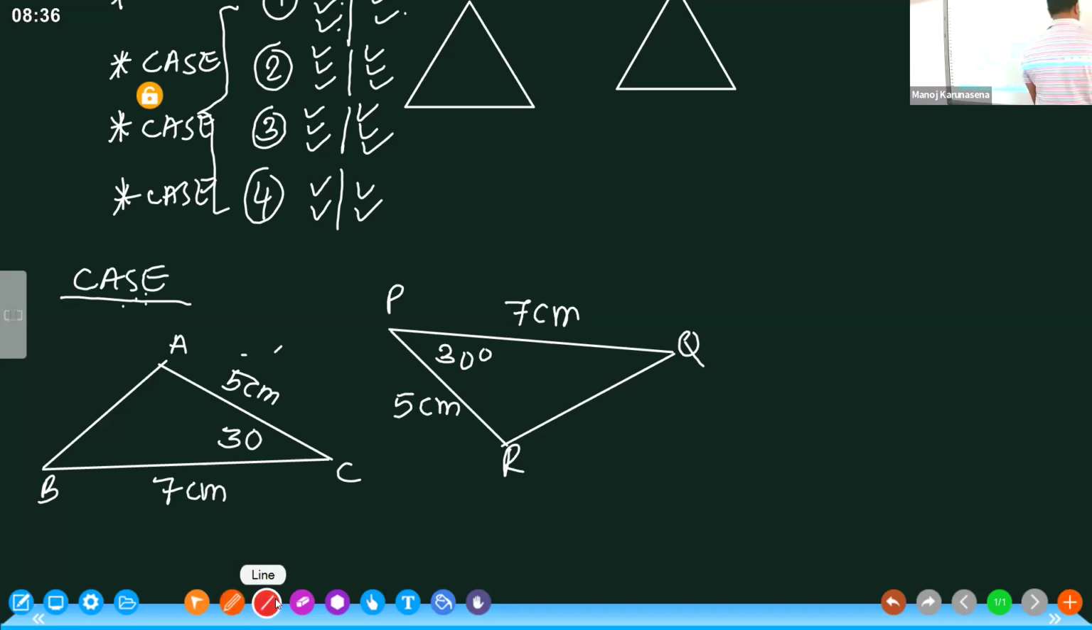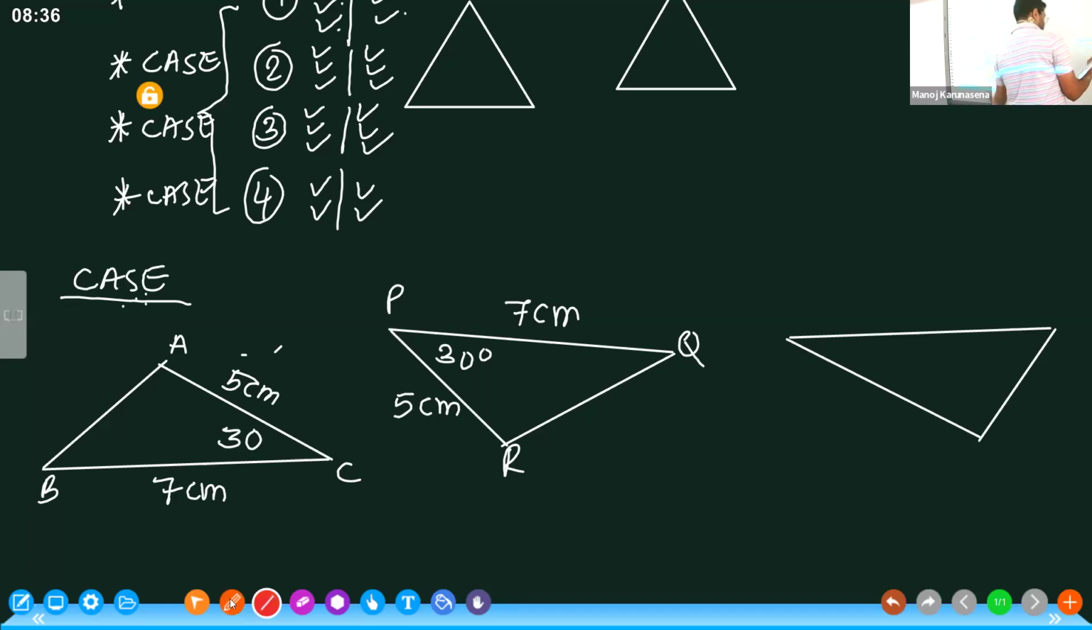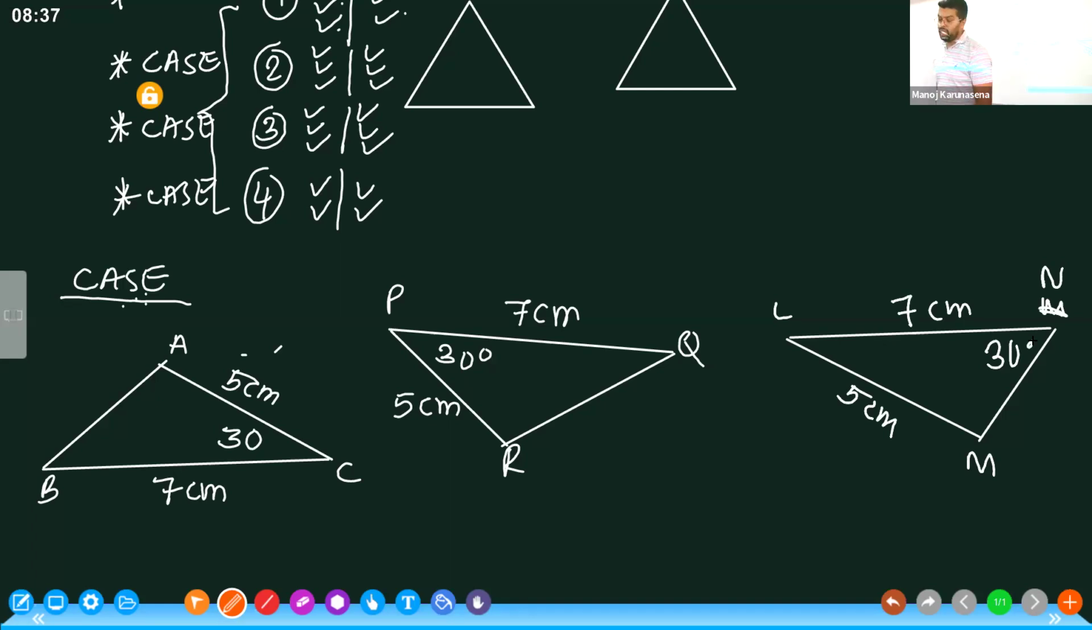Then draw a triangle like this, carefully. This is L, this is M, and this point is N. This length is 7 centimeters, this 5 centimeters, and this angle is 30 degrees. Alright, can you please draw these three triangles?